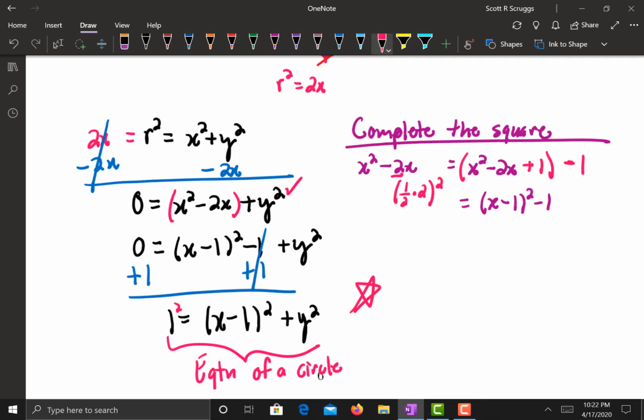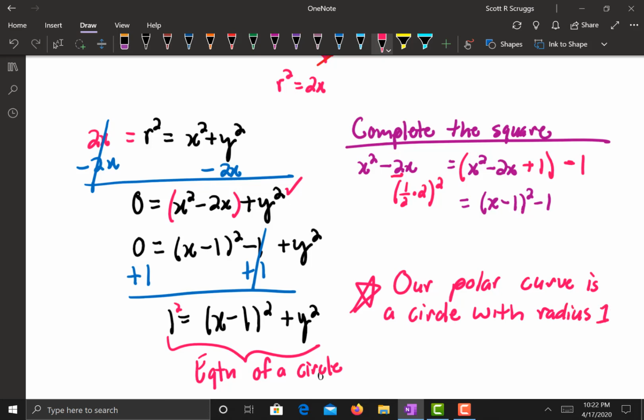So what does that tell me? It tells me the polar curve that we were playing with in part A is a circle, and it has a radius of 1 and a center of 1, 0. And so I can use that to help me figure out the equation of a circle.